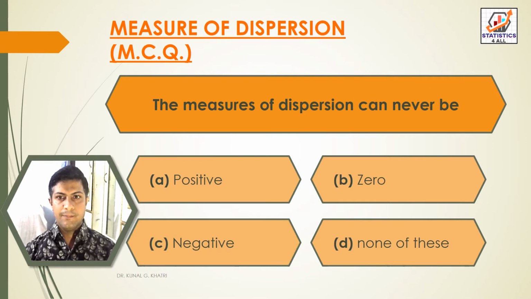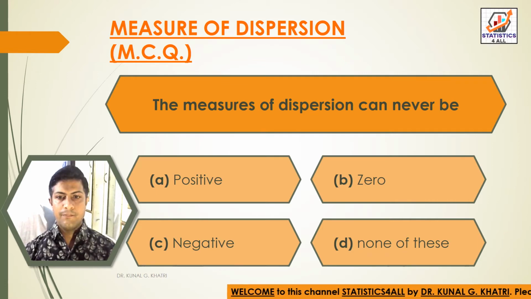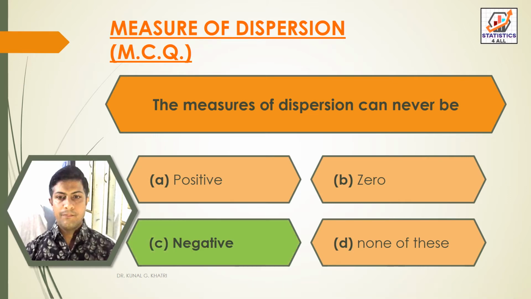Next question, the measures of dispersion can never be option A positive, option B 0, option C negative, option D none of these. So here we have answer option C negative. The measures of dispersion can never be negative.